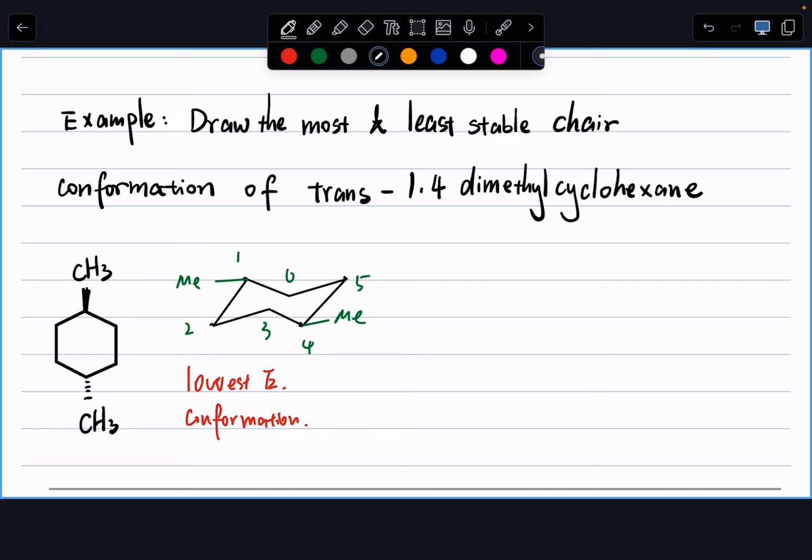What about the highest energy conformation? For the highest energy conformation, we're putting them on the axial position. I'm just going to draw another chair. Again, I don't draw a very pretty chair, but at least they're correct. So 1, 2, 3, 4. Now I have an axial methyl, and on the 4, I have another axial methyl. They are both axial, thus they are less stable. And the reason they're less stable is because of the 1,3 diaxial repulsion.